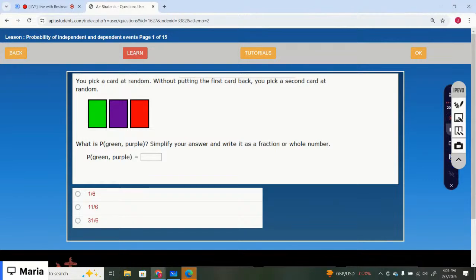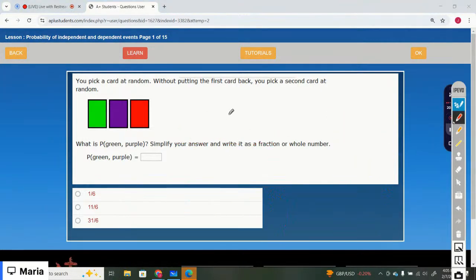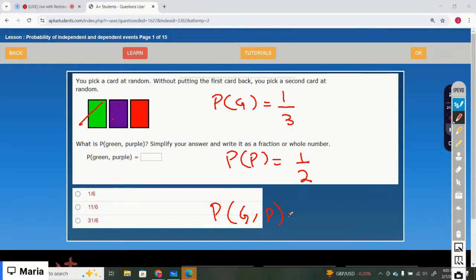So for the first time, when you are going to pick the green card, you have three cards, right? You pick one card that is green out of three. You didn't put the card back. Now you have two cards. The probability of purple is 1 out of 2 because this time you have two cards left. Basically, they are the dependent events. So the probability of green and the probability of purple is 1 by 3 times 1 by 2. That is 1 by 6. The correct option is 1 by 6.